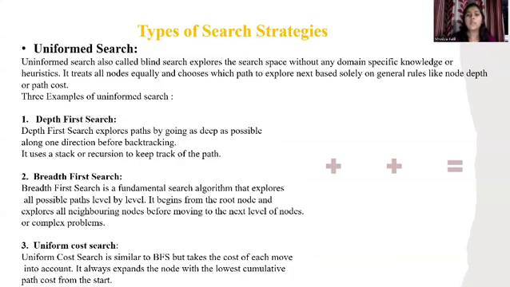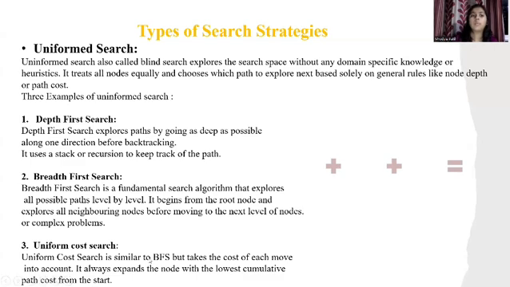So next, types of search strategy. Uninformed search is also called a blind search because it explores the search space without any domain-specific knowledge or heuristic. It treats all the nodes equally and chooses the path to explore next based on the rules of pathfinding.